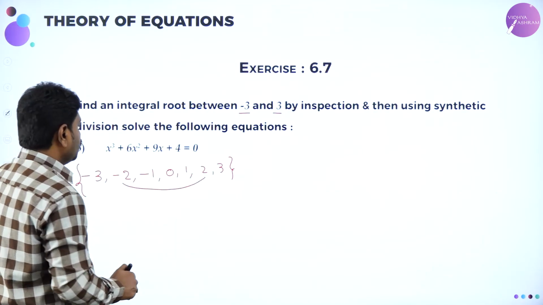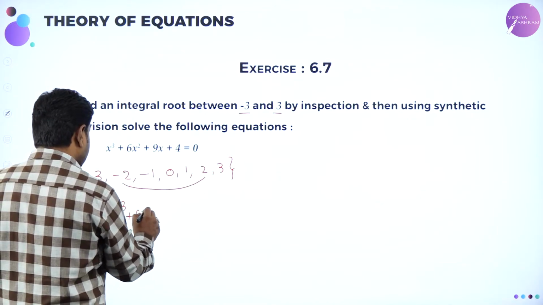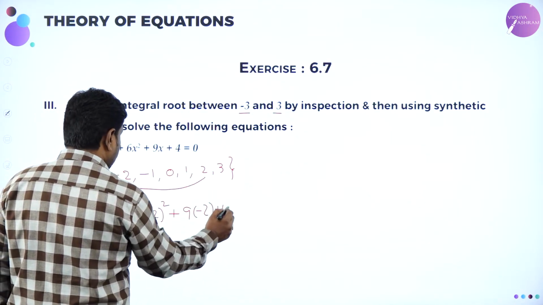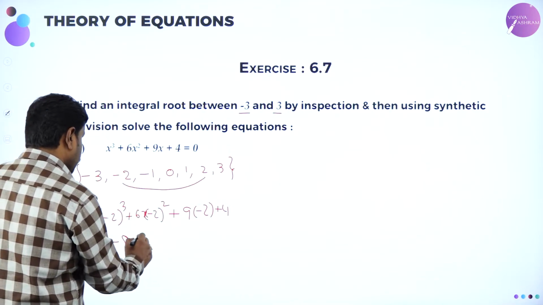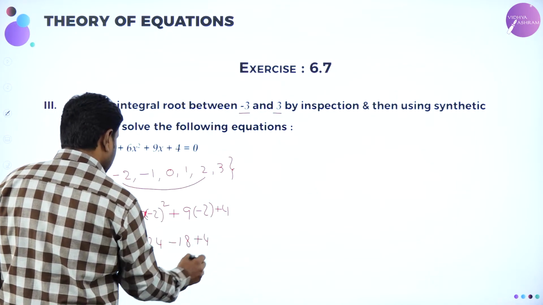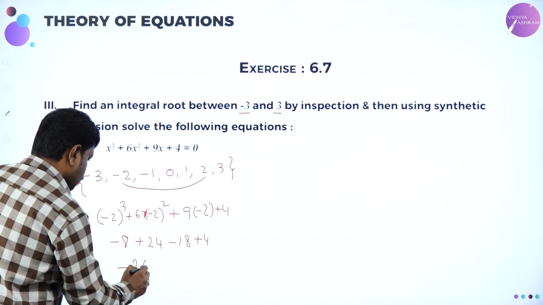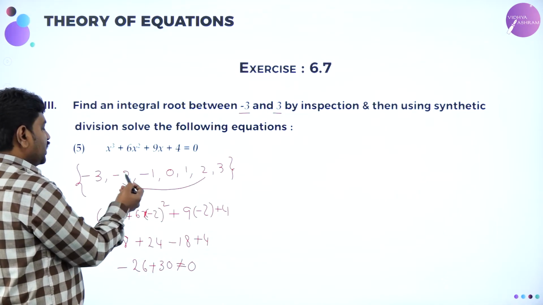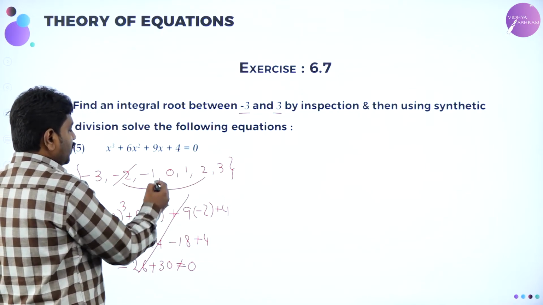So I'll try -2. If I put -2 in x cube plus 6x square plus 9x plus 4: -2 cube is -8, -2 square is 4, 6 fours are 24 positive, then -18 plus 4. So -8 plus 24 minus 18 plus 4 is 2, which is not equal to 0. It is not giving 0. When I tried -2, it does not give 0. This is not the root, ruled out. So this fails. Now I'll try -1.